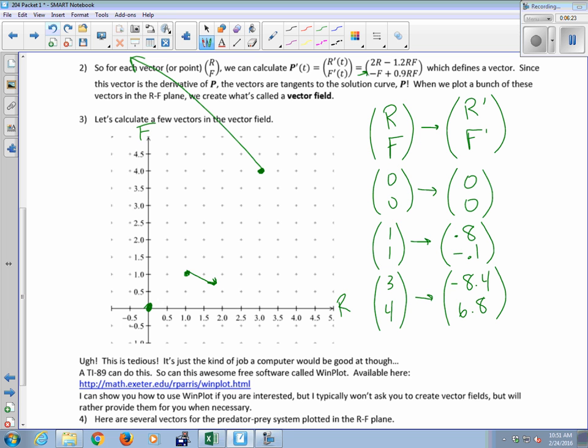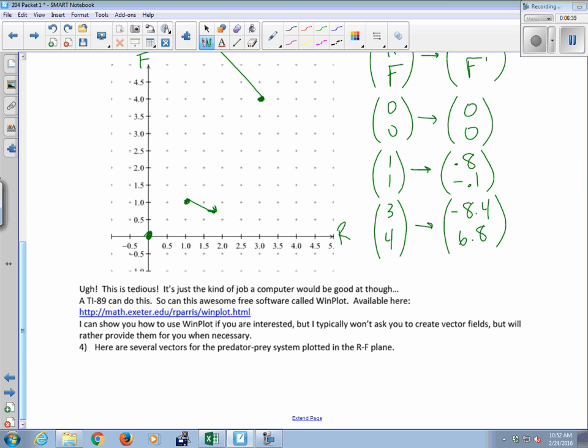Okay, this is super tedious, right? You have to do this for a lot of points in the RF plane in order to get a picture of what the solution is looking like. It's just the kind of job a computer would be good at. So your TI-89 can do this, if you have one. So can some awesome free software called WinPlot. There's a link there, and I'm actually going to have you use WinPlot or another software in your final project. So if you want to start playing around with it now, you can.